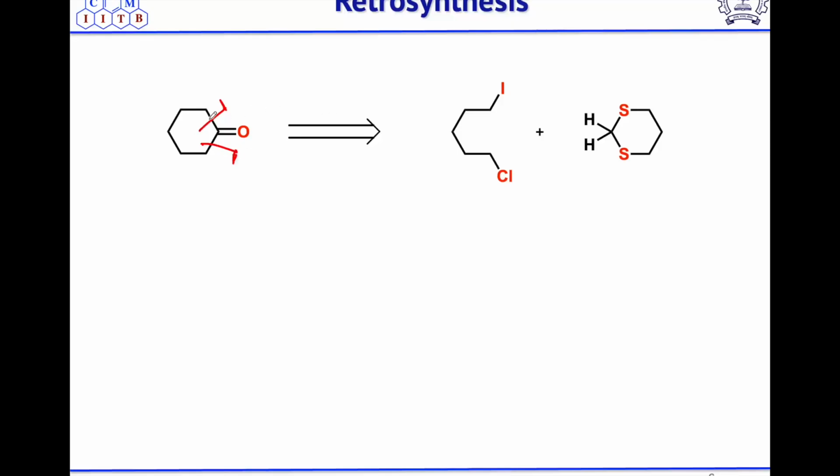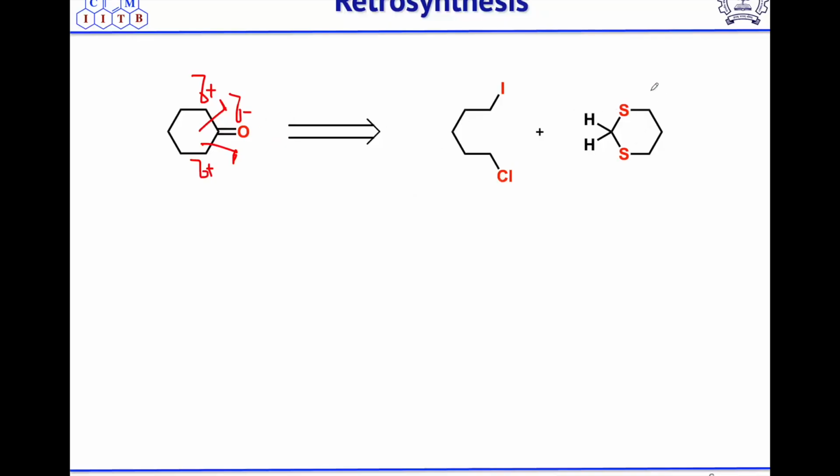Both C-C disconnections mean we are thinking that this carbon should be delta positive, and this carbonyl carbon should act as a nucleophile. So if you want a carbonyl compound as a nucleophile, you have to think about umpolung chemistry. We already discussed umpolung last week, and Professor Samik Nanda also discussed it many times in his talks. So how can we generate umpolung?